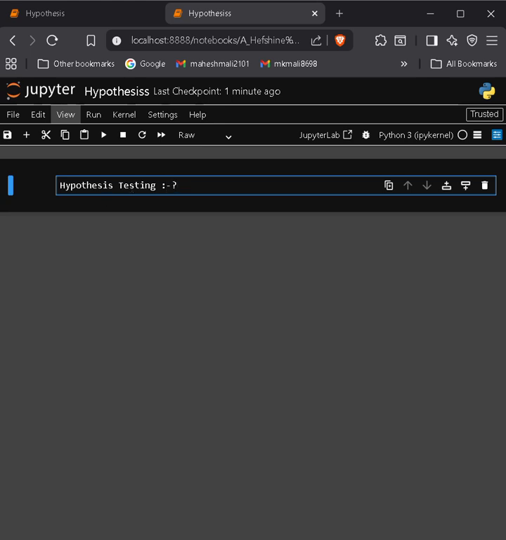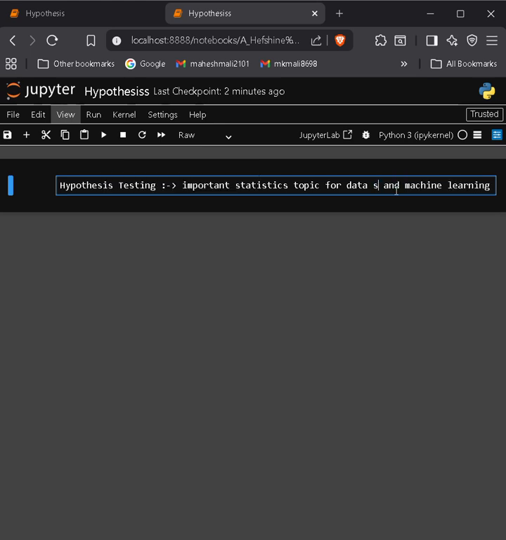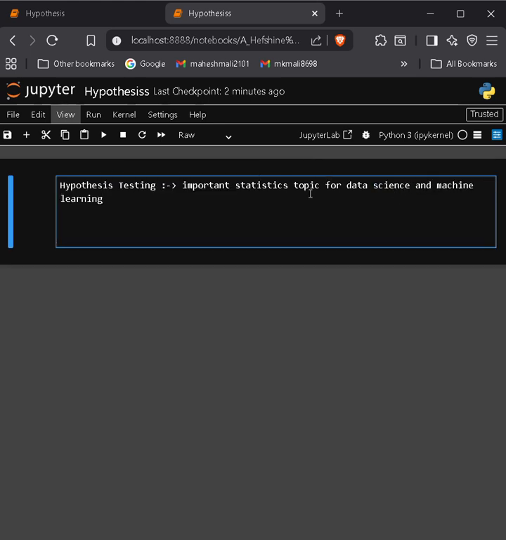This is an important statistics topic for data science and machine learning. The most important topic has a number of tests like t-test, z-test, ANOVA test. A number of tests are included in hypothesis testing. So, one of the best.